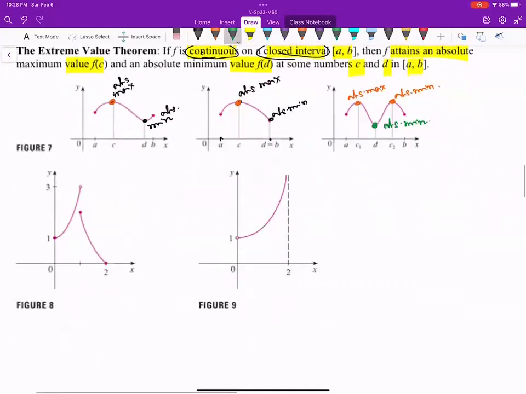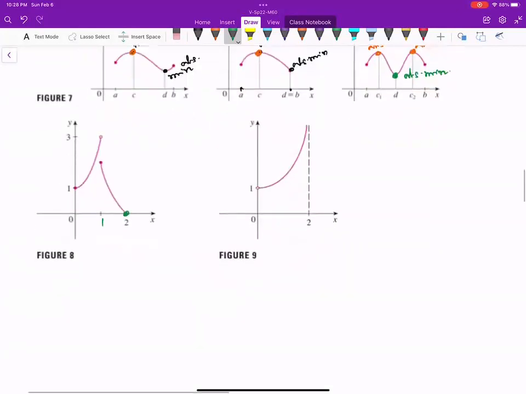So if we look at the next graph, figure 8, you notice that there is a break at the point at 1. So you notice that this one has only an absolute minimum. But the graph does not have an absolute maximum. Why is it? Because the graph is discontinuous at 1.